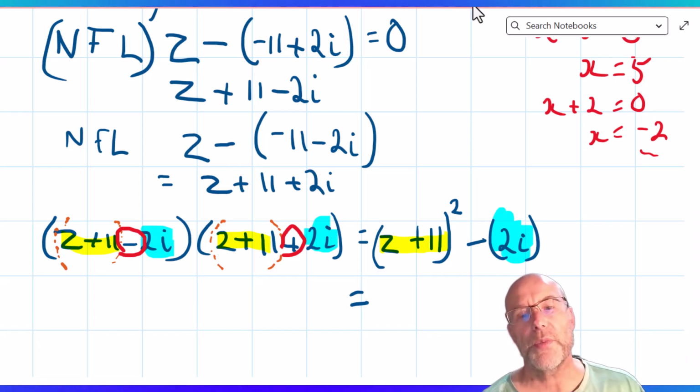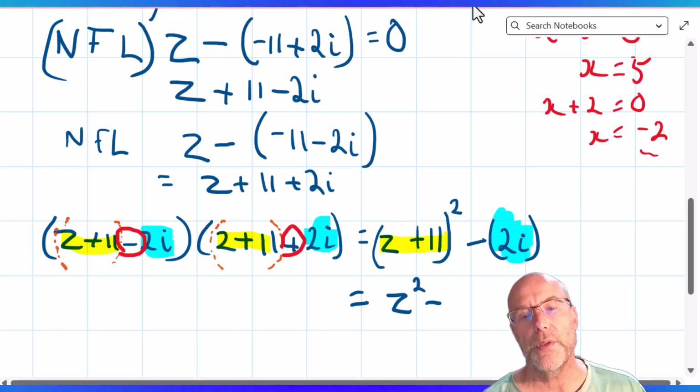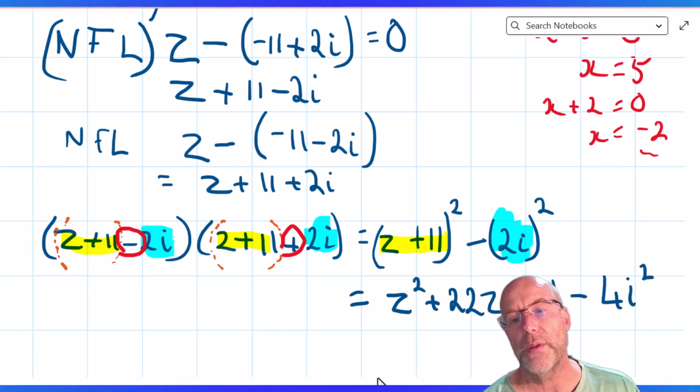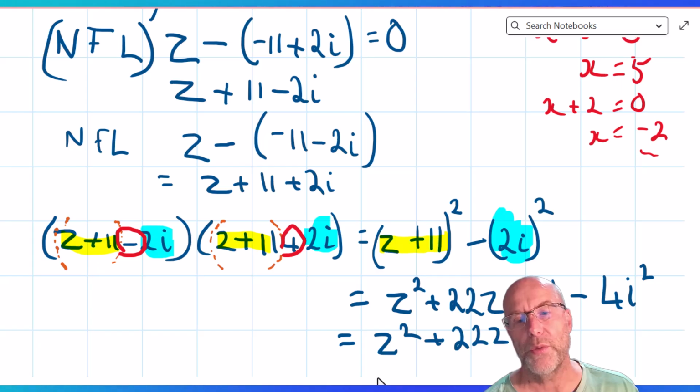So if we want expanded form, we have z squared plus 22z plus 121. So that's perfect square expansion, yet another identity. And whoops, that should have been a square there in the previous line. Minus 4i squared. So we have z squared plus 22z plus 121. That's 22z, by the way. Got to be careful to make sure our 2's and our z's are distinct.